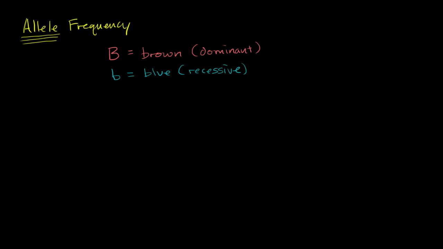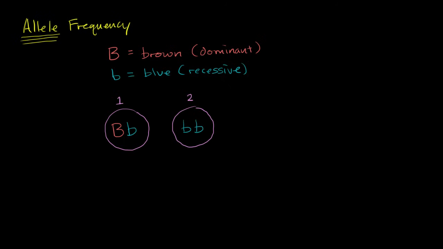And to think about that, I'll set up a very artificially small population. So let's say our population has exactly two people in it, person 1 and person 2. And let's say we're able to look into their DNA and figure out their genotypes. So person 1, let's say, has a capital B allele, a brown allele, and a blue allele, while person 2 has two blue alleles. Now, given that we know the genotypes in this artificially small population, now we can start thinking about the allele frequencies, or the frequencies of the different alleles.